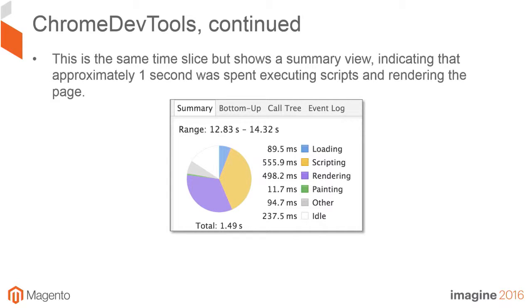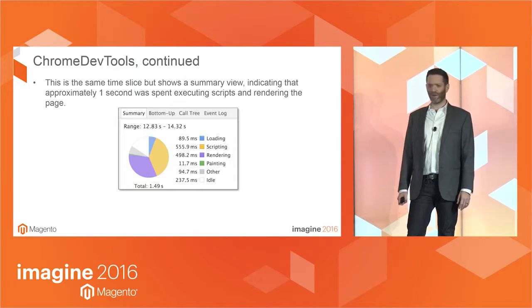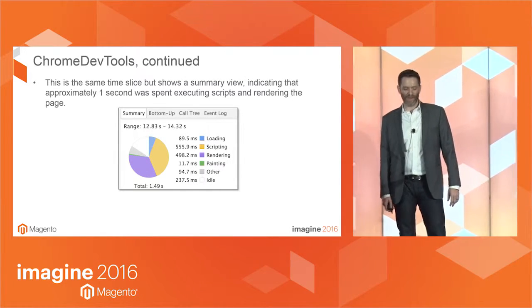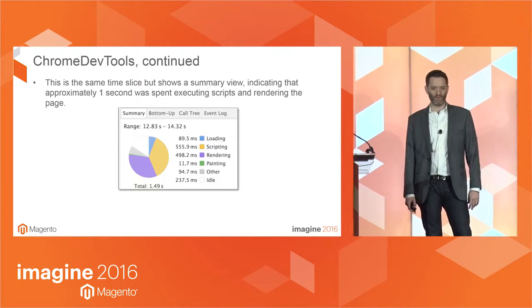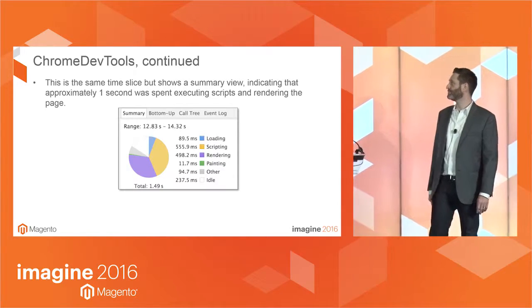Other, from what the best I could find out, other is random tasks like garbage collection, but there's not much more detail about what other means. And then idle is just the browser waiting for the user to interact. But scripting and rendering.